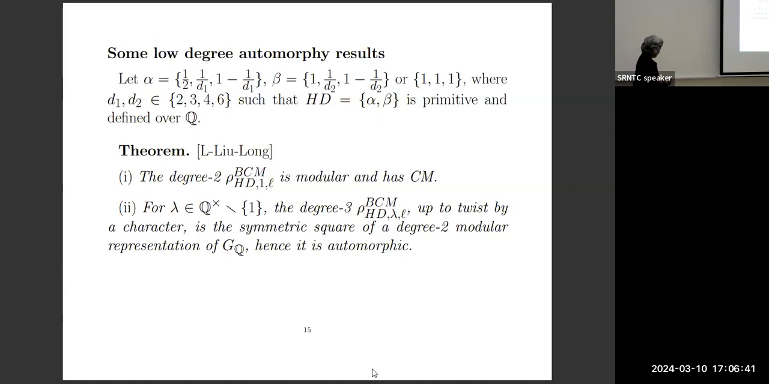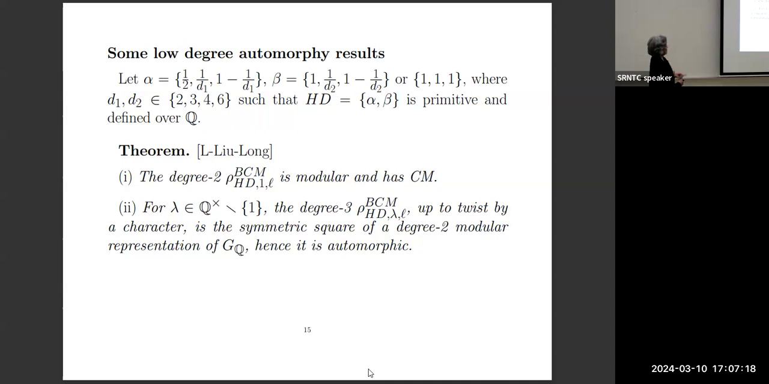So with that explanation, now we can answer some questions. If I choose my alpha to have length 3, with shape 1/2, 1/d1, 1 minus 1/d1, and beta has the same kind of shape with different d's, all beta being 1, then when d is either 2, 3, 4, or 6, this datum will be primitive and defined over Q. So we can talk about a BCM representation.